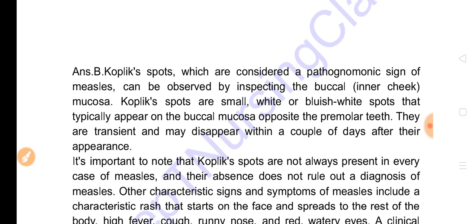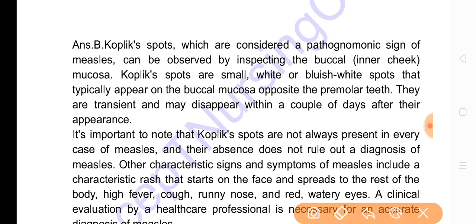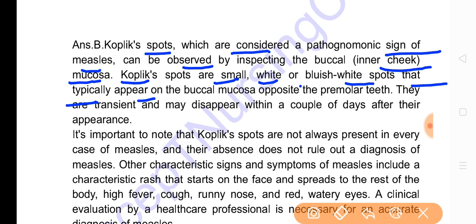Let us see the explanation. Koplik's spots, which are considered a pathognomonic sign of measles, can be observed by inspecting the buccal, inner cheek mucosa. Koplik's spots are small, white or bluish-white spots that typically appear on the buccal mucosa opposite to the premolar teeth. Next question.